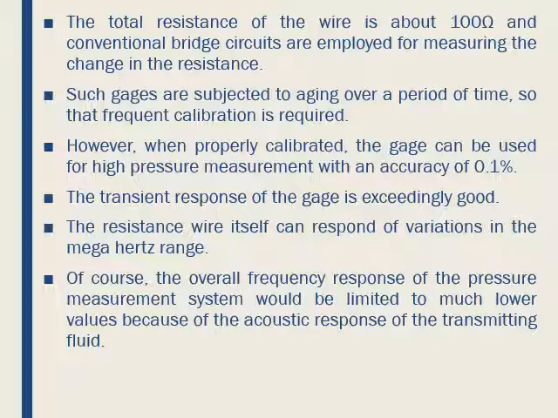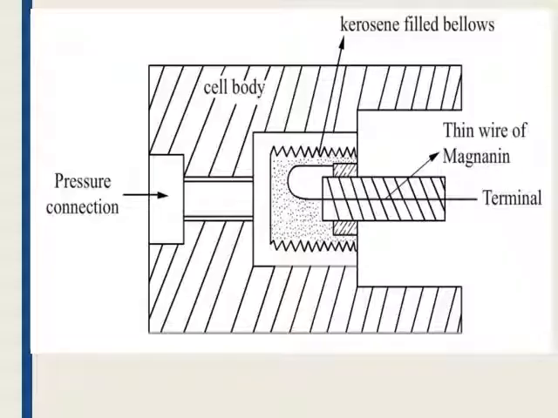The transient response of the gauge is exceedingly good. The resistance wire itself can respond to variations in the megahertz range. Of course, the overall frequency response of the pressure measurement would be limited to much lower values because of the acoustic properties of the transmitting fluid. The figure indicates the Bridgman gauge.